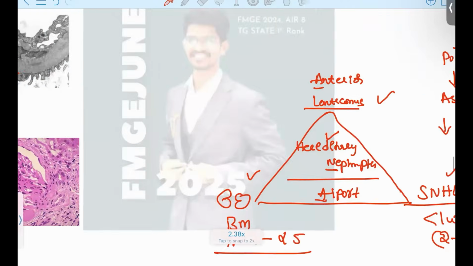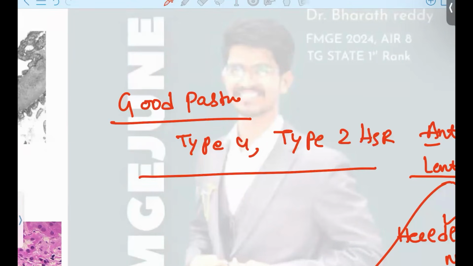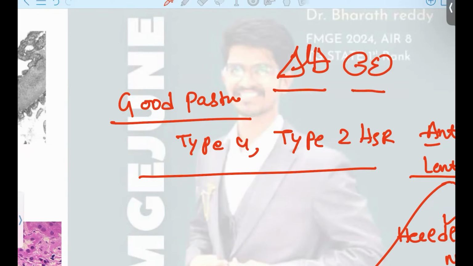And next, another one, you may have heard, Goodpasture syndrome. So Goodpasture syndrome also affects the type 4 collagen. And this is your type 2 hypersensitivity reaction. So this patient usually involves both the lungs along with the kidneys. That is why hemoptysis is seen and hematuria is seen. That is your Goodpasture syndrome.